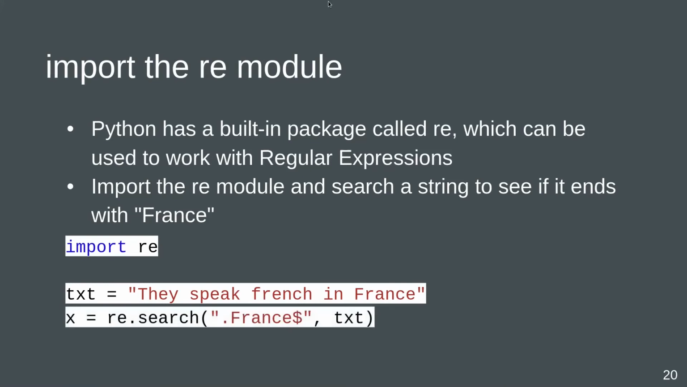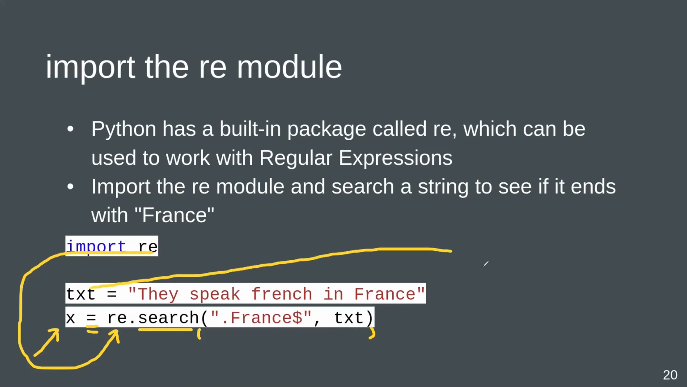So what I've done here is I've created a variable called x over here. And I'm saying, inside x, use this re module and use a function of the re module. We're going to use a function, that's why we've got these brackets, called search. And then we are going to search this txt here. We're going to send that in as a parameter here.